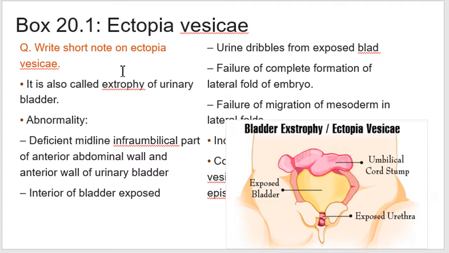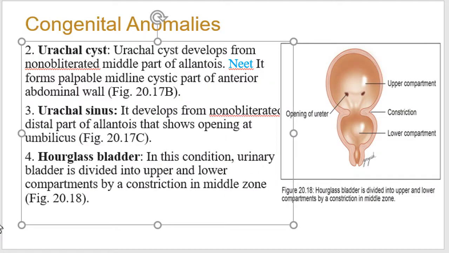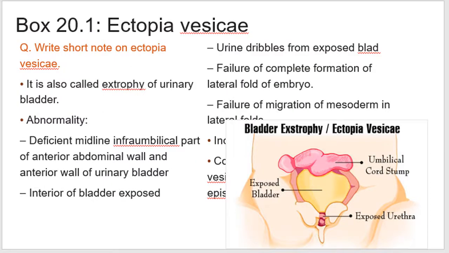Ectopia vesicae. There is exstrophy of the urinary bladder. So there is a defect in the midline below the umbilicus, a defect in the anterior abdominal wall and anterior wall of the urinary bladder. So the interior of the bladder is exposed, and urine leaks from the exposed bladder.